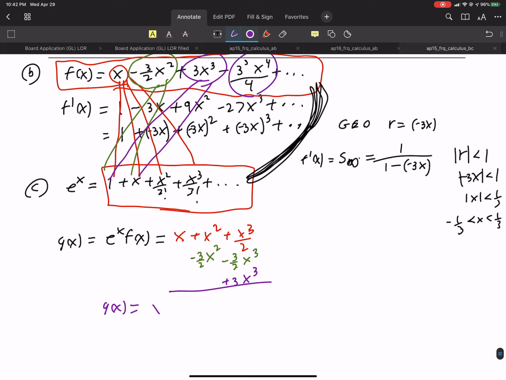So first column I have an x. Next, I have 1 minus 1.5, so it's minus 1/2 x squared. Then I have a half minus 1.5, so it's minus 1, plus 3. That's plus 2x cubed. I hope that's right. That is right. I'm looking at the answer.